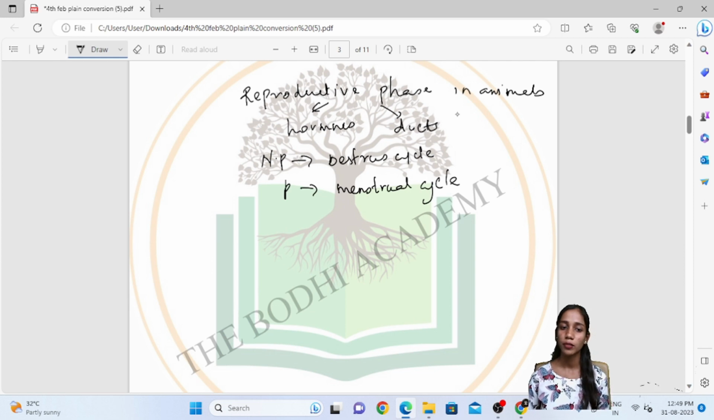Now, non-primates and primates come under placental mammals. What are placental mammals? The mammals which give birth to offspring from the womb, in the uterus, using the tissue called placenta. Those are called placental mammals. In this case, the estrous cycle is seen in the non-primates, and in the primates we see the menstrual cycle. Now, based upon their reproductive phase, the placental mammals, some are reproductively active throughout the year.